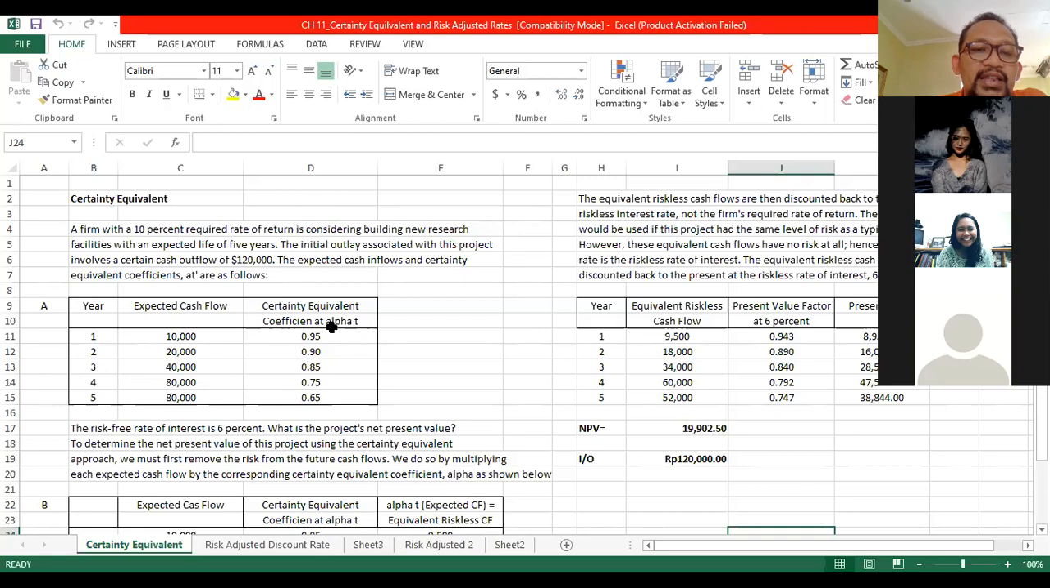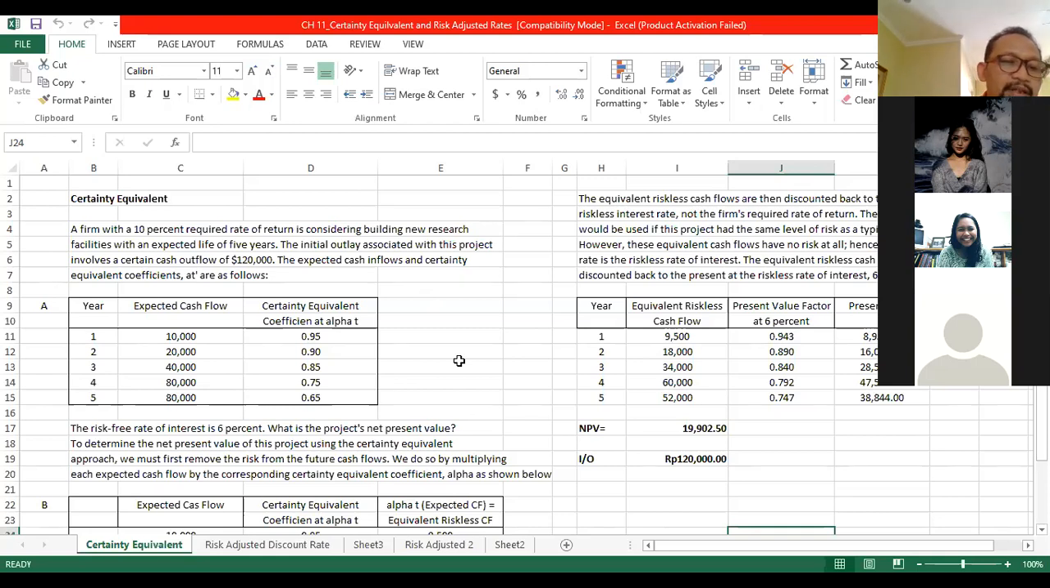The certainty equivalent factor, alpha t. I don't know how to insert the symbol alpha here, so I just type alpha t. This is 0.95. So you don't have 1 here; usually the coefficient will be less than 1, because this is a risky cash flow. After the risky cash flow, you multiply it with this coefficient, and you will have the safe cash flow for your project.